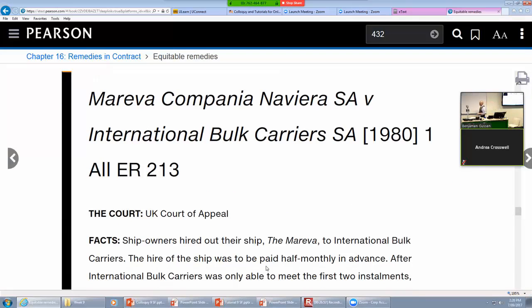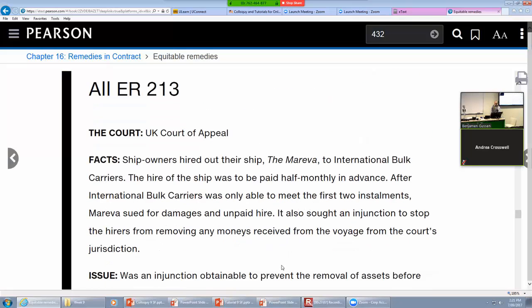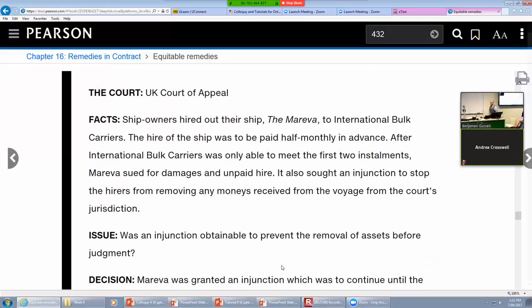Mareva. Mareva on page 431. A ship owner hired out their ship, the Mareva. Have you heard something called the Mareva injunction or not? Did I mention it? No, not. I didn't mention the Mareva injunction. Someone is nodding their head. You didn't mention the Mareva.